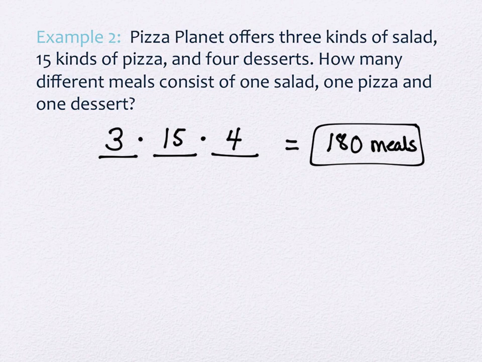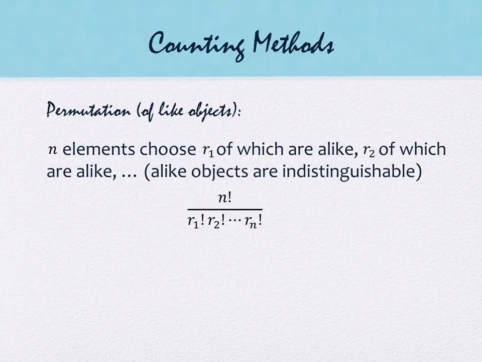Okay, so we're going to be using this as one of our counting strategies. There's going to be some others. The next counting strategy is something called a permutation. There are two different types of permutations.